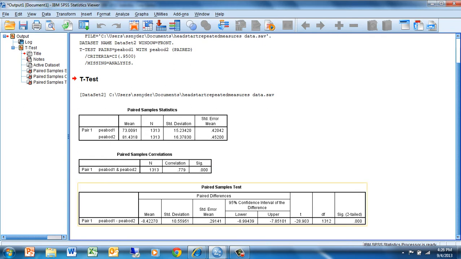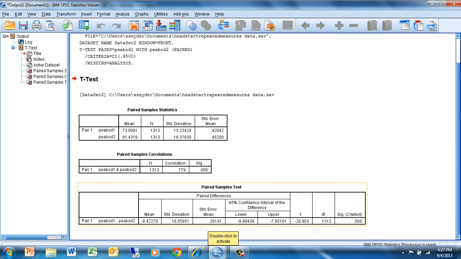We come down here and we see that the mean difference in those scores was about 8.4. That is, the students' Peabody Picture Vocabulary scores in first grade were 8.4 points lower than they were in second grade for the same group of kids. The standard deviation in that case was 10, with a standard error of the mean difference of 0.2914.